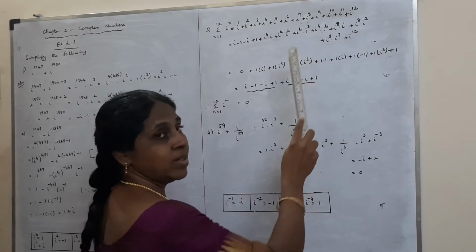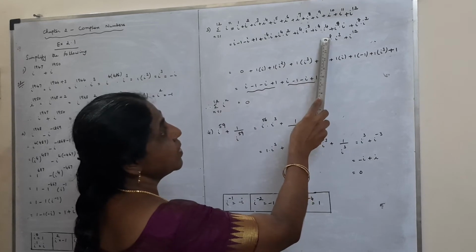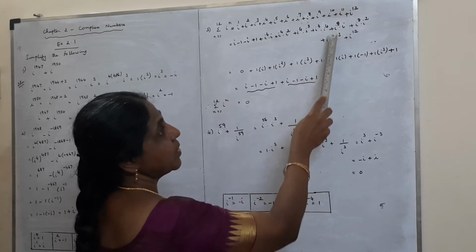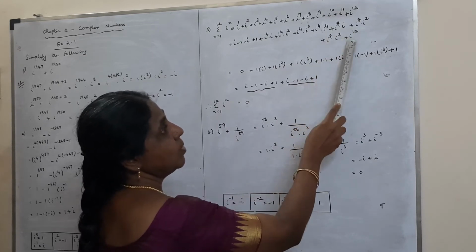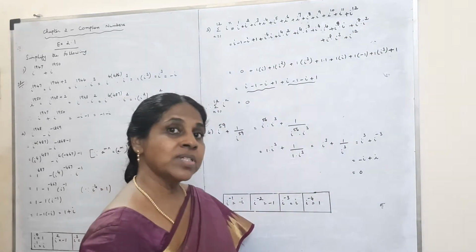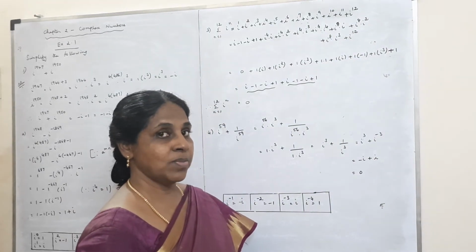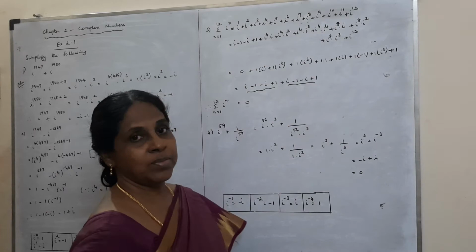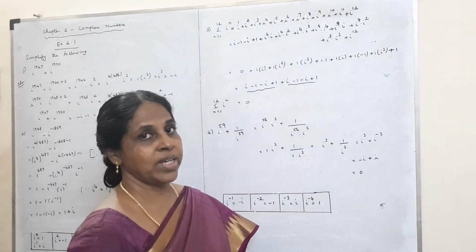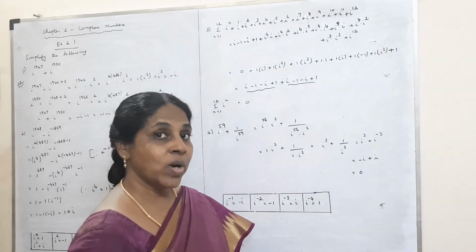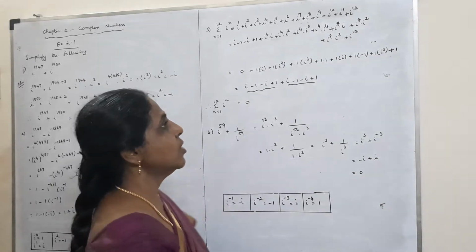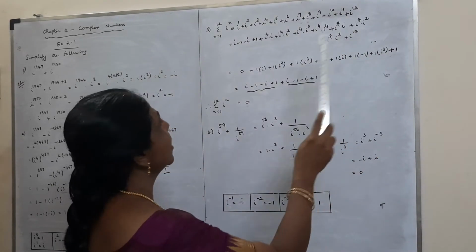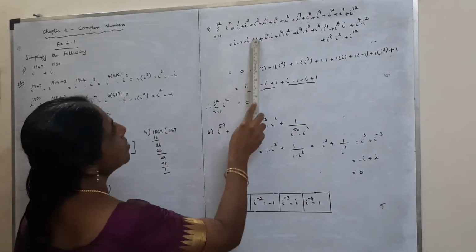Similarly, i power 11 can be written as i power 8 into i power 3. This is i power 11. Then i power 12 will be as it is, because i power 12 is a multiple of 4, and directly you can write i power any multiple of 4 as 1. i power 4n is equal to 1. So directly we are writing that. So these 4 terms we have already simplified.